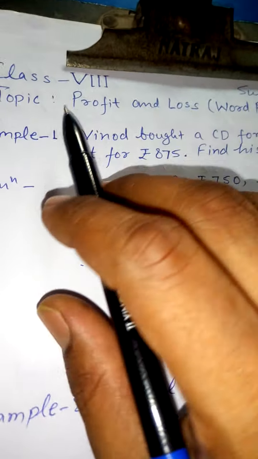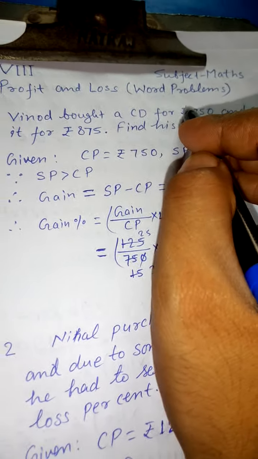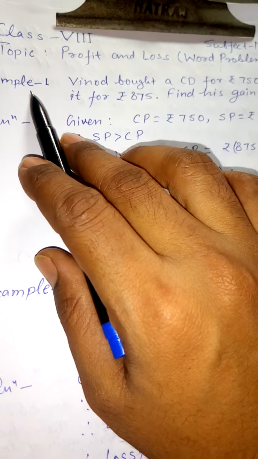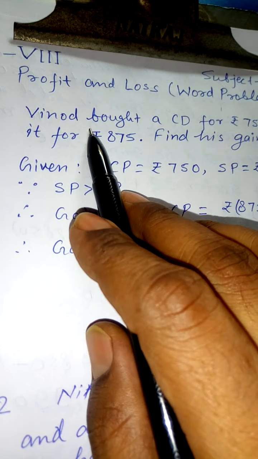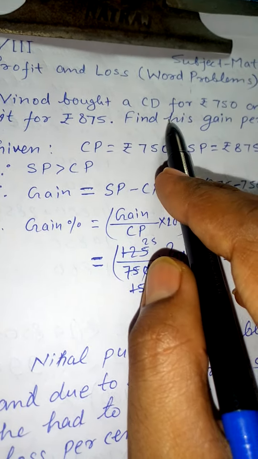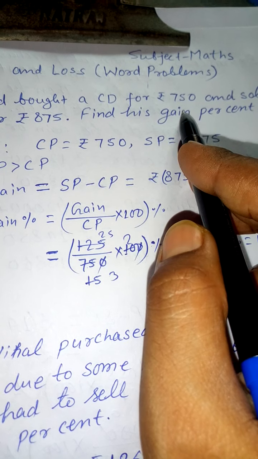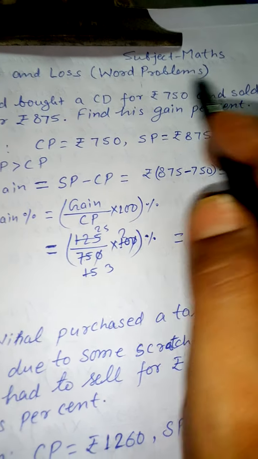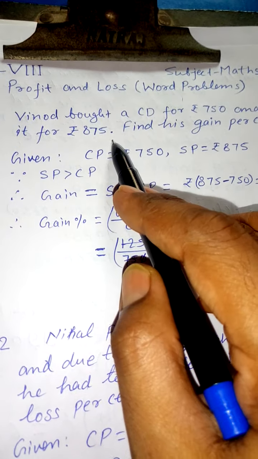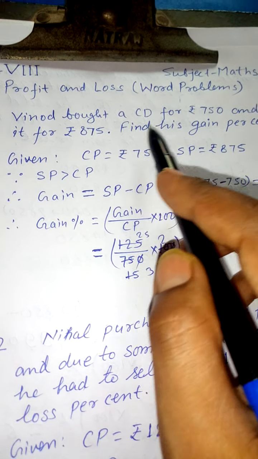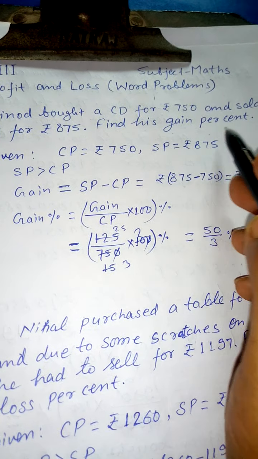Here, for the word problems of profit and loss, I am taking first example as Vinod bought a CD for rupees 740 and sold it for rupees 875. Find his gain percent.